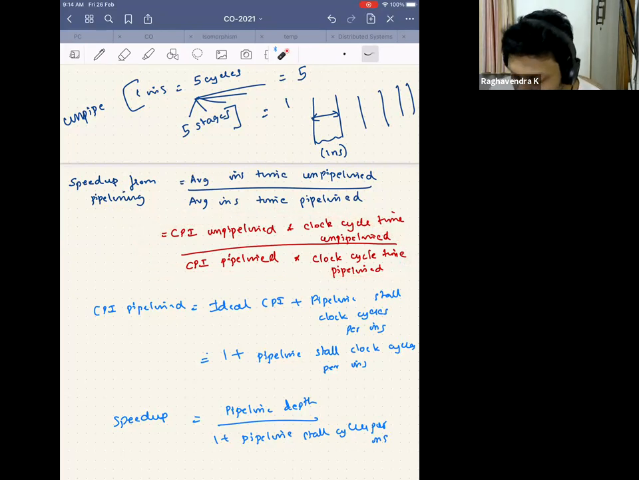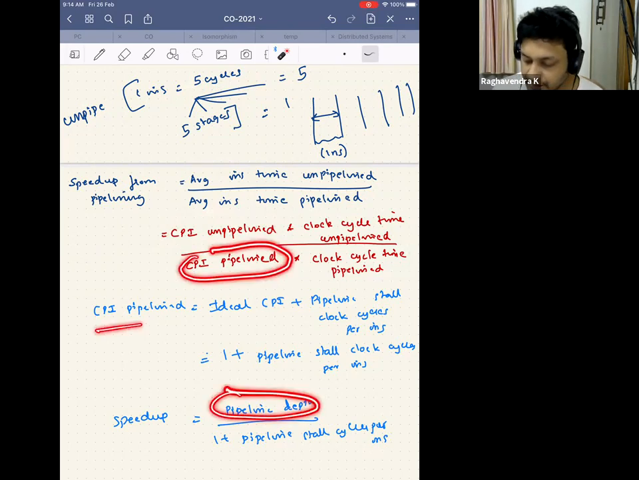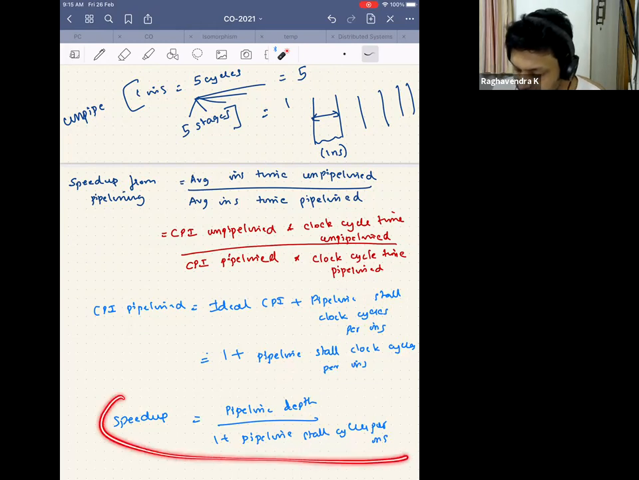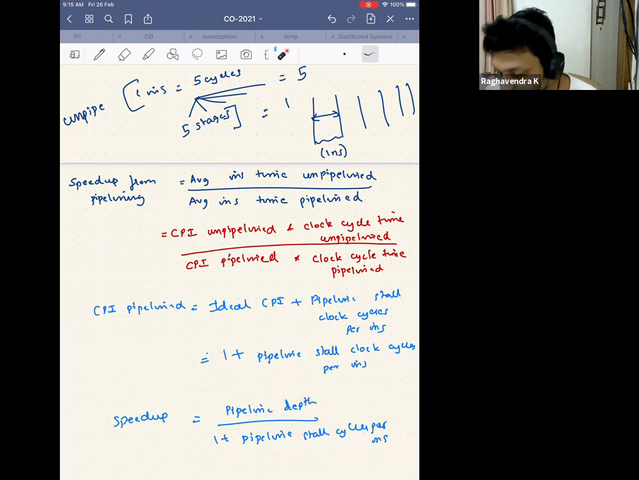Now I am trying to fill this in. What is CPI unpipelined? How many clock cycles per instruction? In this case, it's equal to the pipeline depth. The clock cycles per instruction for an unpipelined processor is the pipeline depth. For a pipelined processor, if there were no stalls, it is just 1, because you get one instruction every clock cycle. But there will be pipeline stalls per instruction. On average, how many clock cycles per instruction are wasted because of the stalls? So the CPI pipelined is 1 plus pipeline stall clock cycles per instruction. So the final formula is: speed up is pipeline depth divided by 1 plus pipeline stall cycles per instruction.